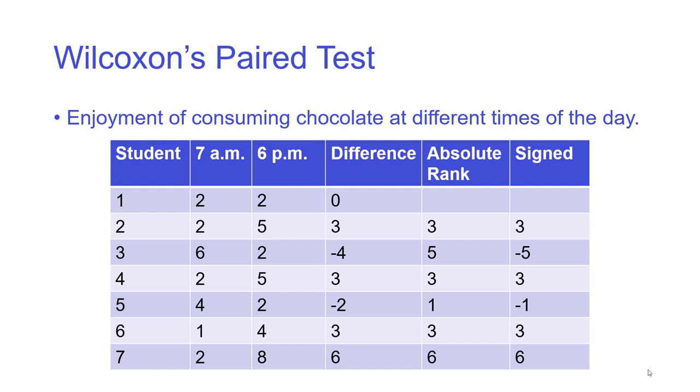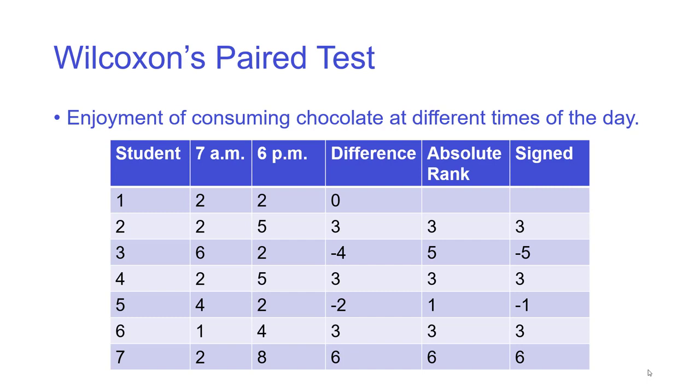So the first person doesn't particularly like chocolate ever. Not at 7, not at 6. So they've got a difference of 0. It doesn't really matter because they're not very useful for doing the data analysis. Differences of 0 just disappear.